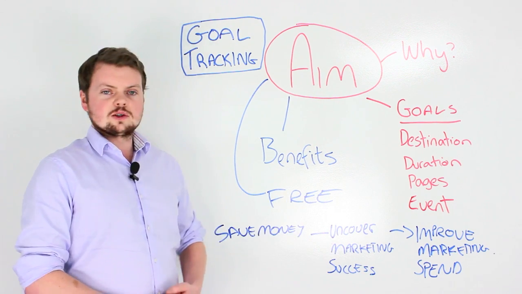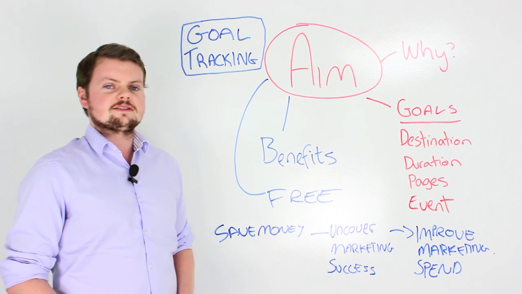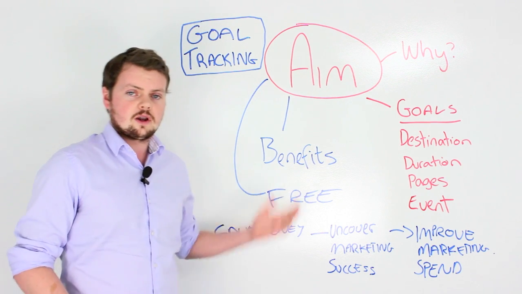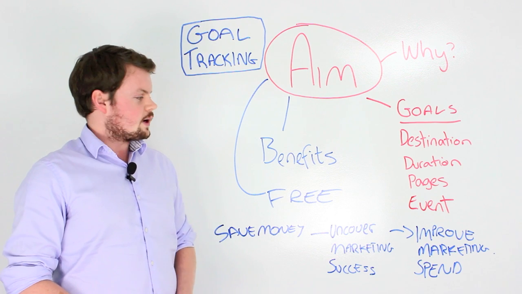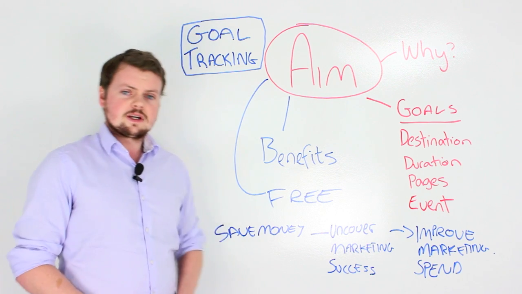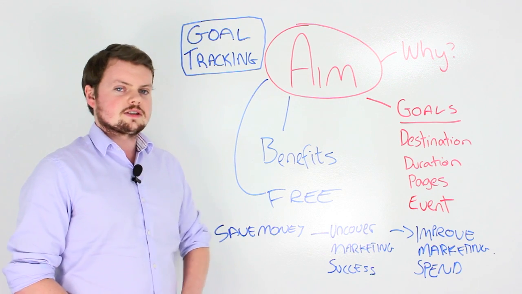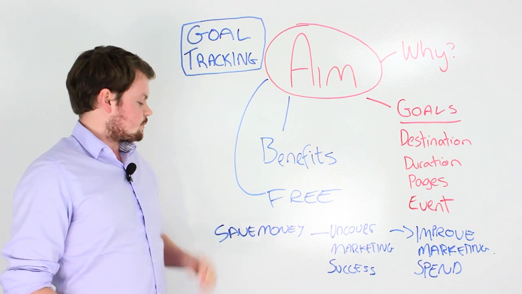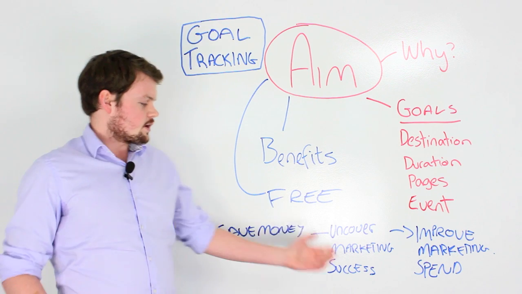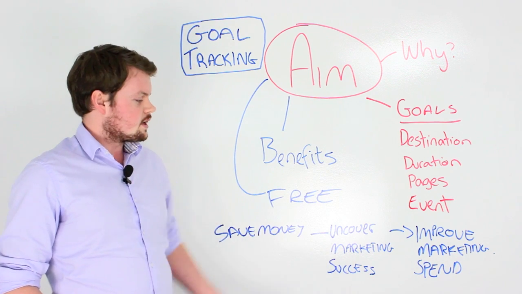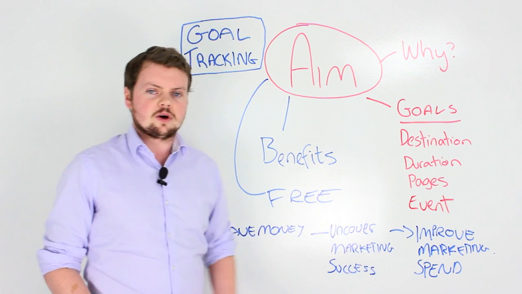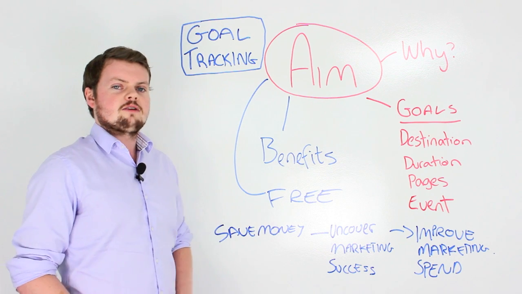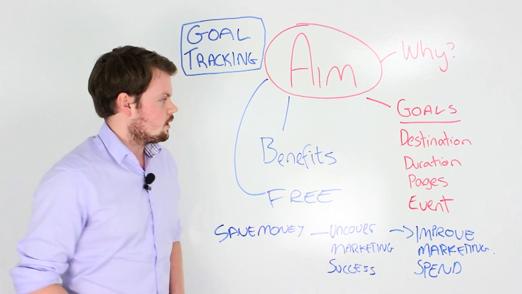Once we've done that, we have to look at how we can track this effectively using goal tracking technology like the stuff in Google Analytics. The reason this is so successful for small businesses is obviously because it's free, and the three main benefits you get from this are that it will save you money, it can uncover marketing successes, and you can improve your marketing spend by using effective goal tracking to understand where your successes are coming from in your marketing campaign.